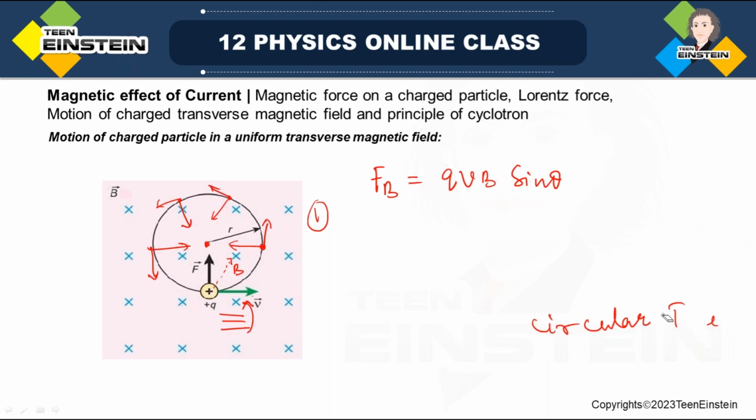As I was showing you, the force will always be acting towards the center of this circle. See, at this point, this is V, this is F; at this point, this is V, this is F. This is the force which is always acting towards this fixed point O, say. So this magnetic force is actually supplying the centripetal force to make the charged particle move in a circular trajectory.